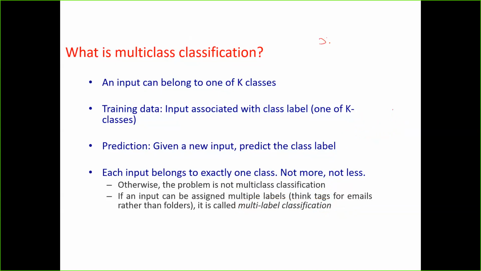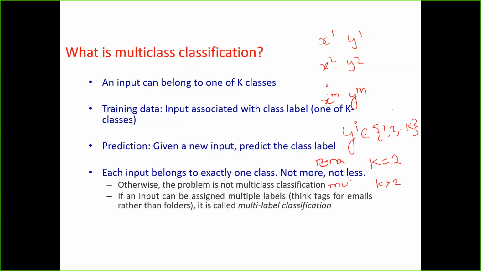Your data looks something like this, right? X1, Y1, X2, Y2, and so on, up to Xm, Ym, where Xi is the d-dimensional feature vector and Yi is the corresponding class label in a classification problem. It's a discrete value. It means Yi belongs to one of the k classes. If k equals 2, we call it a binary classification problem. If k is greater than 2, we call it a multi-class classification problem. Till here it is clear, right?